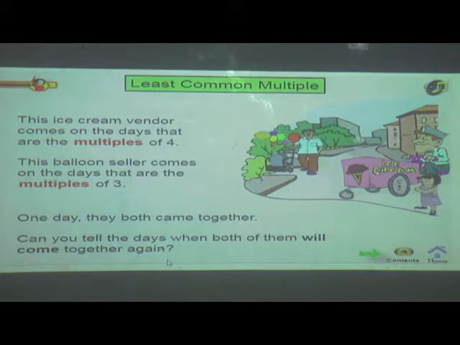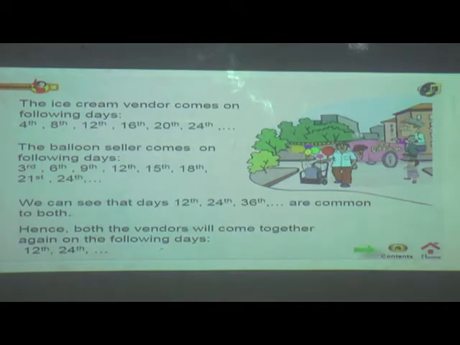Did you understand the question? The ice cream vendor comes on every 4th day and the balloon seller comes on every 3rd day. So one day they came together on the same day itself. So we have to find out what will be the next day they will come on the same day again. So let us see this.